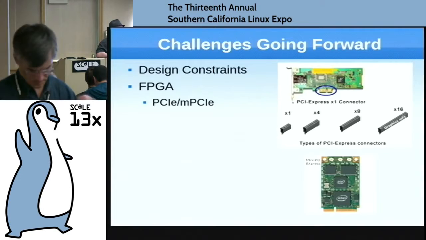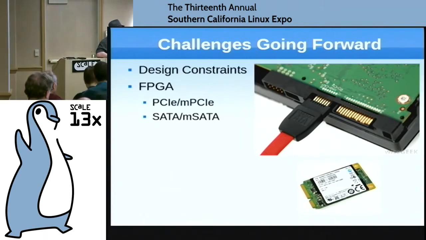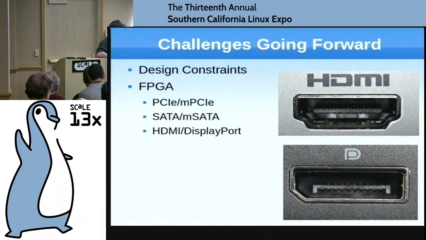Another example of this type of interface is SATA and mSATA. These are, again, differential pairs operating at extremely high speeds, and they require matched lengths and matched impedance. And they're not easy. You're not going to be able to put a multimeter or a logic analyzer very easily on this and debug it. So transitioning to FPGAs is very important.